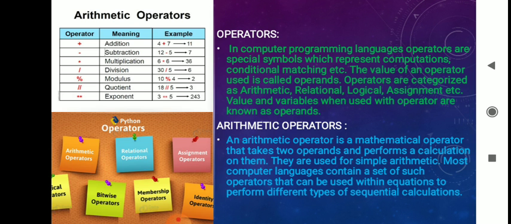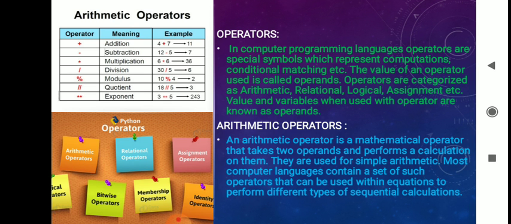Now we are going to see the operators. In a computer programming language, operators are special symbols which represent computations, conditions, matching, etc. The value an operator is used on is called an operand. Operators are categorized as arithmetic operators, relational operators, logical operators, assignment operators, etc. Values and variables when used with operators are known as operands.